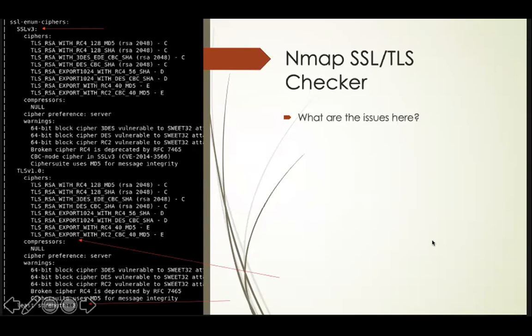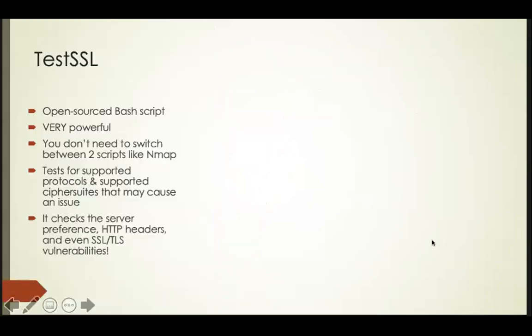Okay, now let's go and check testssl, which is another interesting tool. testssl is a very powerful open source batch script, okay? What I like about it is that you don't have to switch between two scripts like we did with Nmap. It tests for a lot of things, including the supported protocols, the supported cipher suites, and those that make them an issue, basically. It also checks the server's cipher suite order. It will actually list them for you. You're going to see the HTTP headers and even SSL and TLS vulnerabilities that can occur.